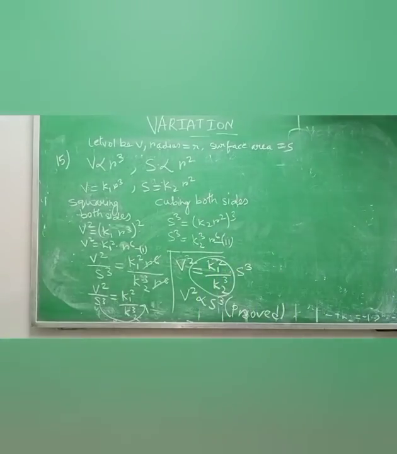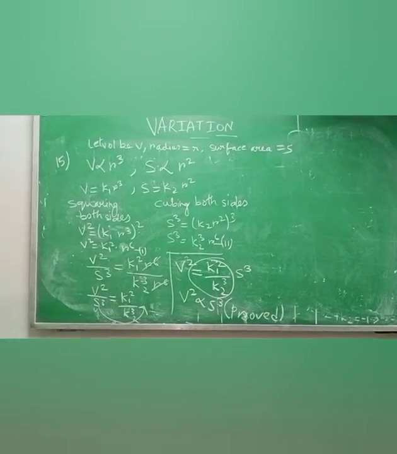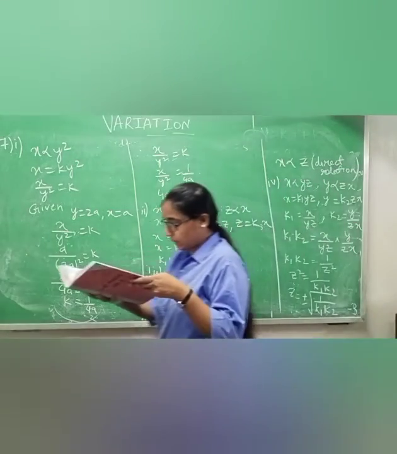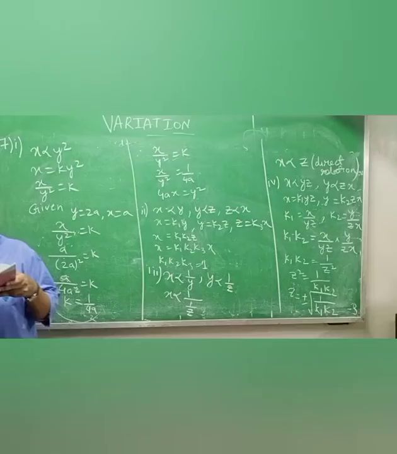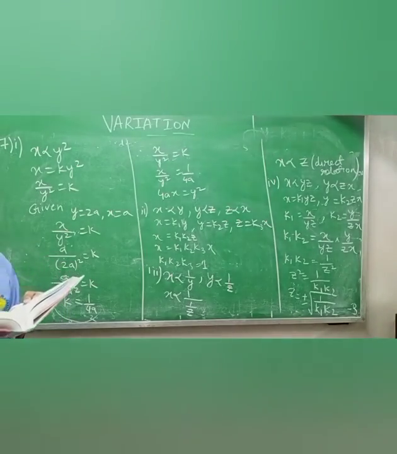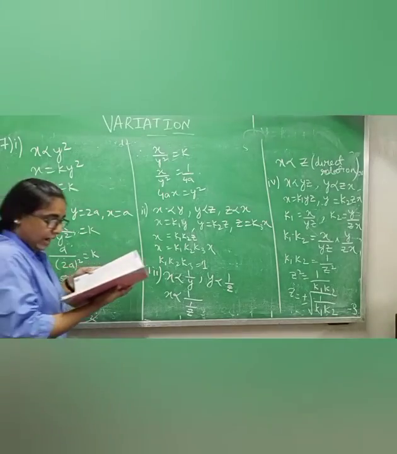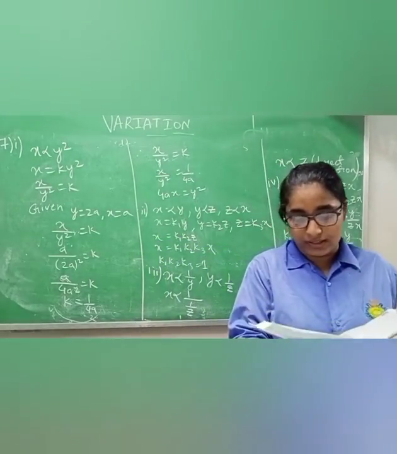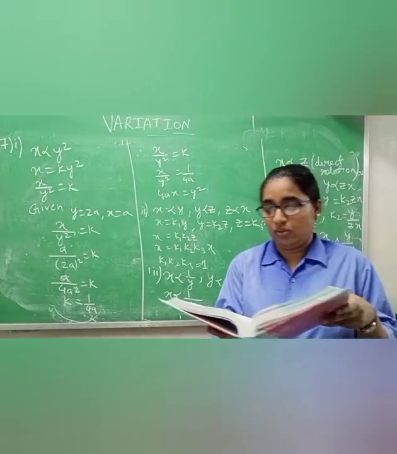Copy this one. Now class 10, read short answer 17. 17(1). If x varies directly with y square and y equals 2a when x equals a, let us find the relation between x and y. They are writing x and y again, don't know.